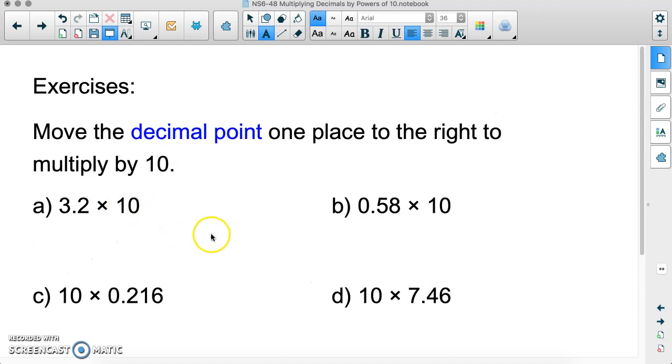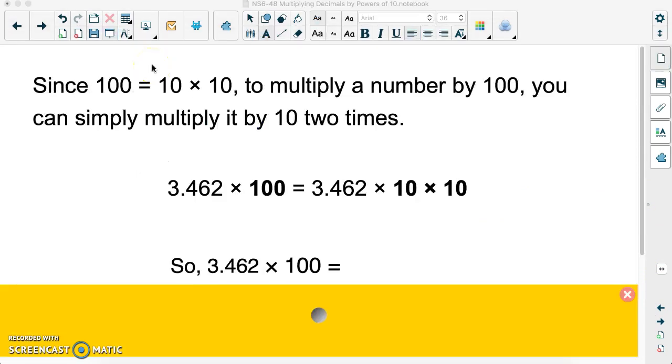So let's use this rule to now complete these exercises on your whiteboard. You're moving that decimal one place value to the right to multiply by 10. When you are done, you are going to resume your screencast to continue on with the next part of your lesson. So that was multiplying by 10.